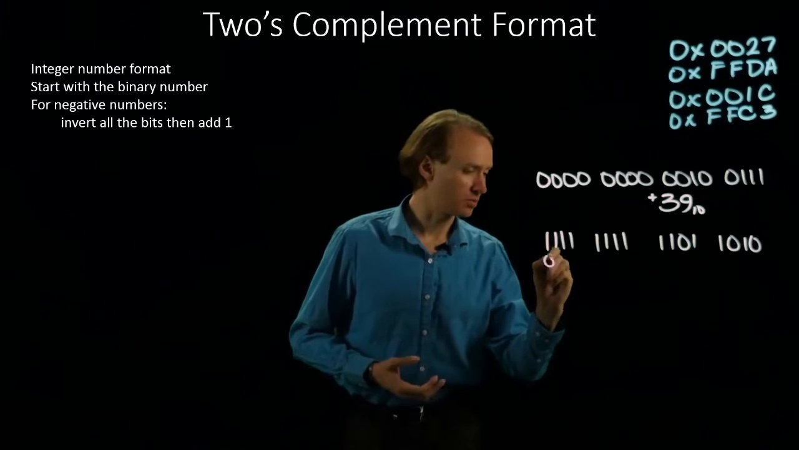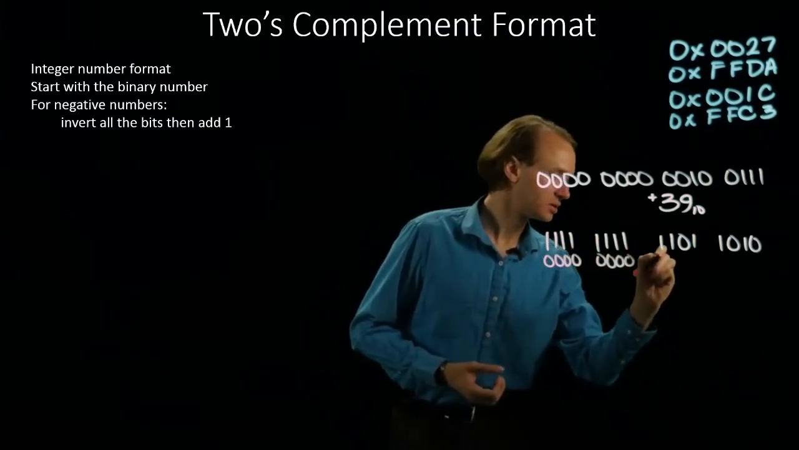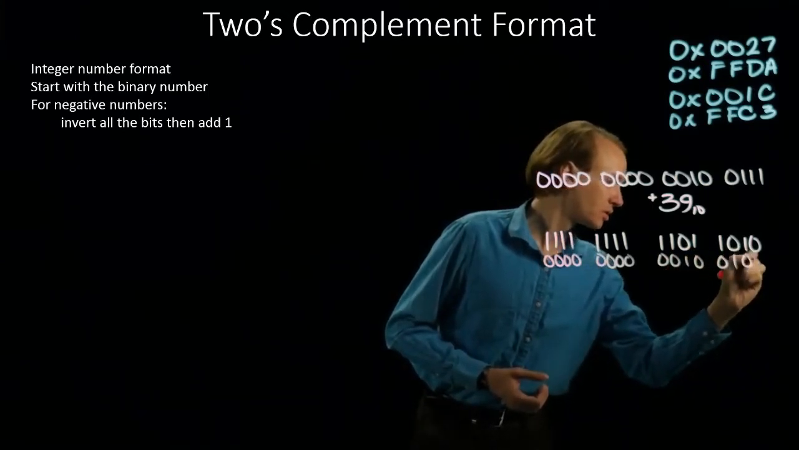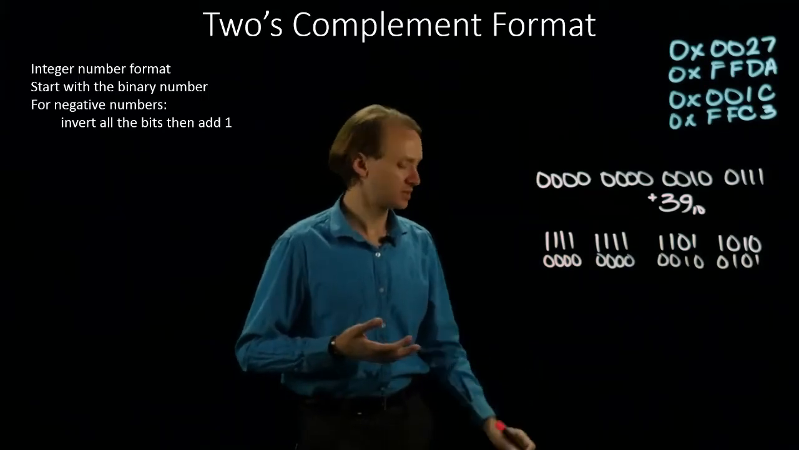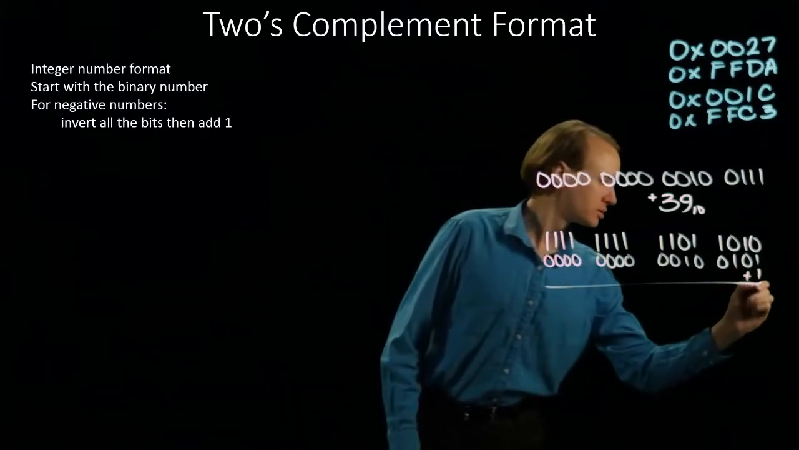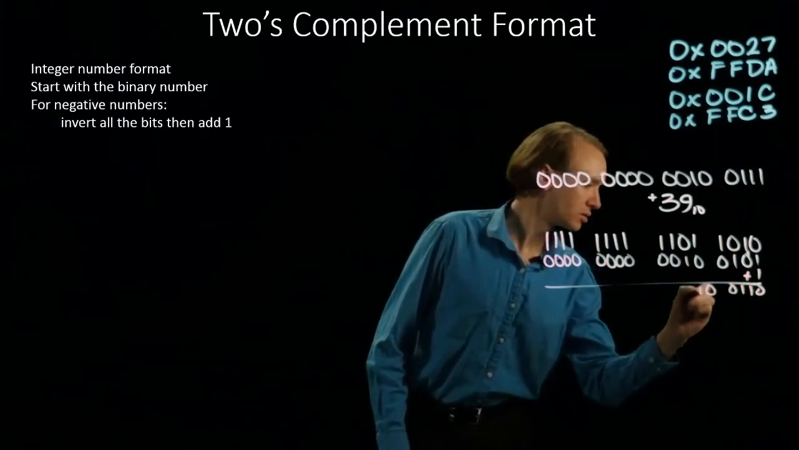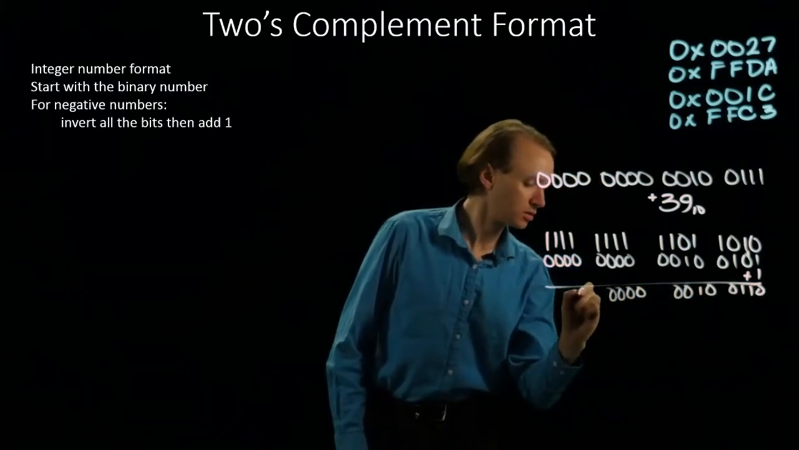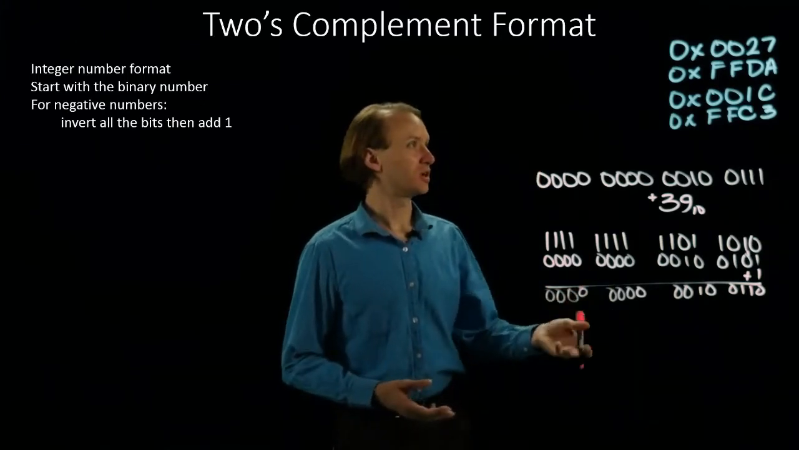So our 2's complement operation says that I should flip all of the bits and then add 1. So I've flipped all the bits. Now I need to add 1 to this. So there is the positive version of FFDA.